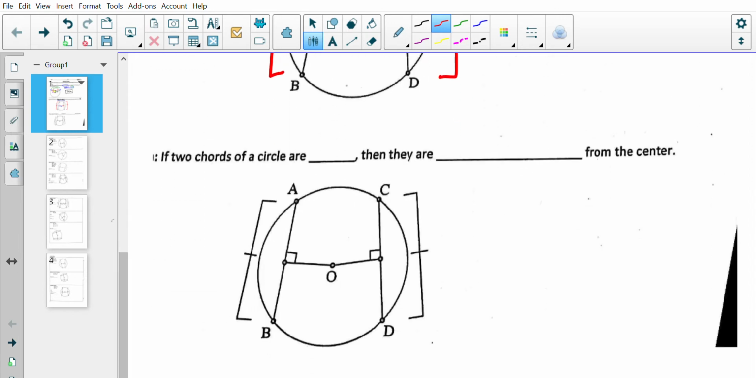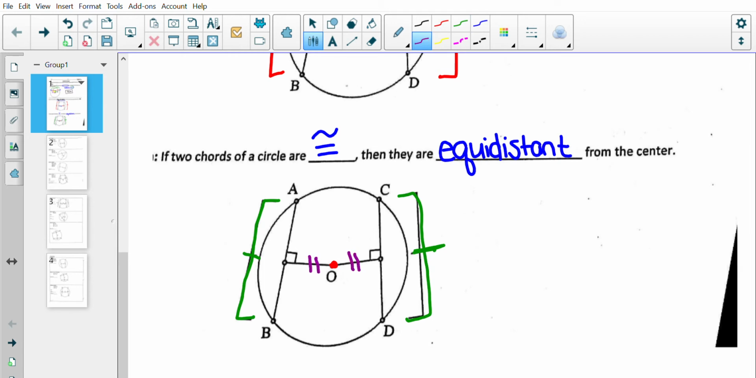Now, the reverse of this is also true. It says if two chords of a circle are congruent, then they are equidistant from the center. What does this mean? This is telling us, if we start out by saying the two chords, so here it's AB and CA, are congruent, that means they're the same length, then they're both the same distance from the center. Well, what does that mean? The distance from the center to the chord is represented by a perpendicular. So they're saying if the chords are congruent, then the perpendicular segments also have to be congruent. Okay, so if the perpendiculars are congruent, then the chords are congruent. If the chords are congruent, then the perpendiculars will be congruent.